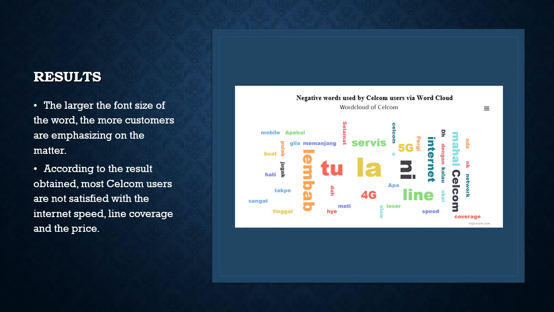The next visualization chart, which is the word cloud, represents the negative words used by Celcom users. As we can see, according to the results, Celcom users are not satisfied with the internet speed, line coverage, and the price. The larger the font size, the more customers are talking about that problem. So this should be focused on more by Celcom to improve their service.